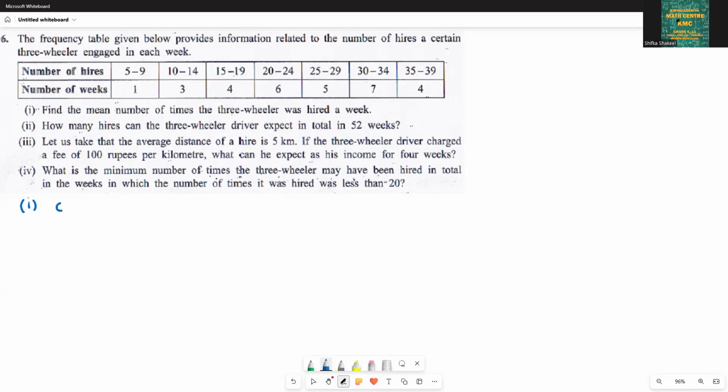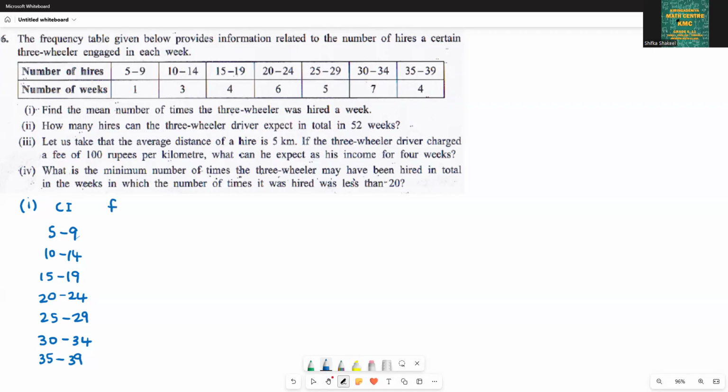The number of hires, that is, the class intervals are given: 5 to 9, next class is 10 to 14, next is 15 to 19, next is 20 to 24, next is 25 to 29, 30 to 34, and the last class interval is 35 to 39. So you have to prepare a table. You can prepare a 4-column table or a 5-column table. Here I am going to prepare only a 4-column table.